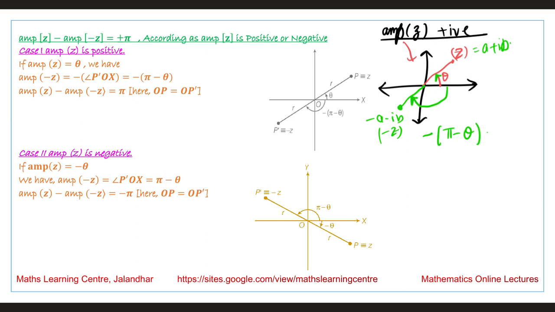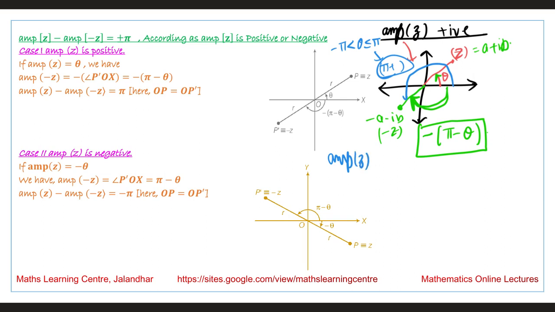We are not measuring the angle in this way, we are not writing it as pi plus something, because we know that the principal values lie between minus pi less than theta less than or equal to pi. So we are measuring the angle in this direction. So we have its value as minus of pi minus theta. So if we are calculating the value of amplitude of z, that is theta, minus amplitude of minus z, it is plus pi minus theta, the answer we get is equal to pi.